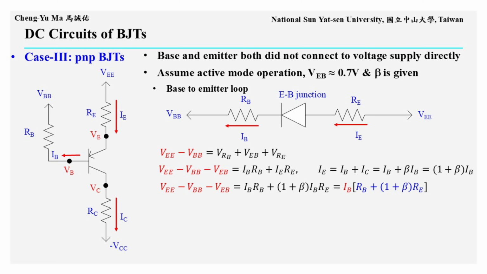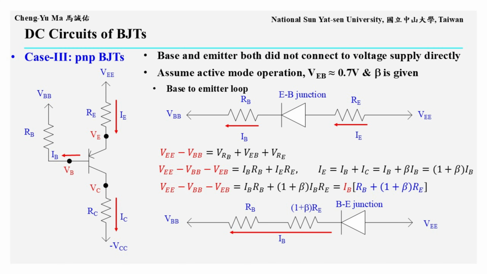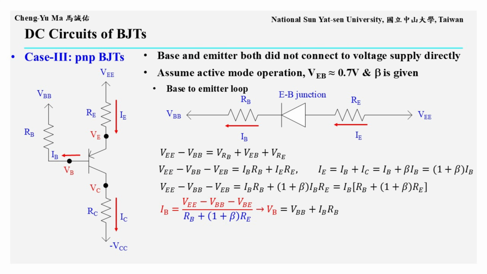After factoring out IB, the total resistor voltage equals IB multiplied by the quantity RB plus 1 plus beta times RE. This is the same resistance reflection rule introduced in the NPN case. The reflected equivalent circuit is shown at the bottom. The emitter side resistor voltage, originally IE times RE, is rewritten using IB. Because IE equals 1 plus beta times IB, the equivalent resistance becomes 1 plus beta times RE. Therefore, when the emitter resistor is reflected to the base side, its resistance must be multiplied by 1 plus beta.